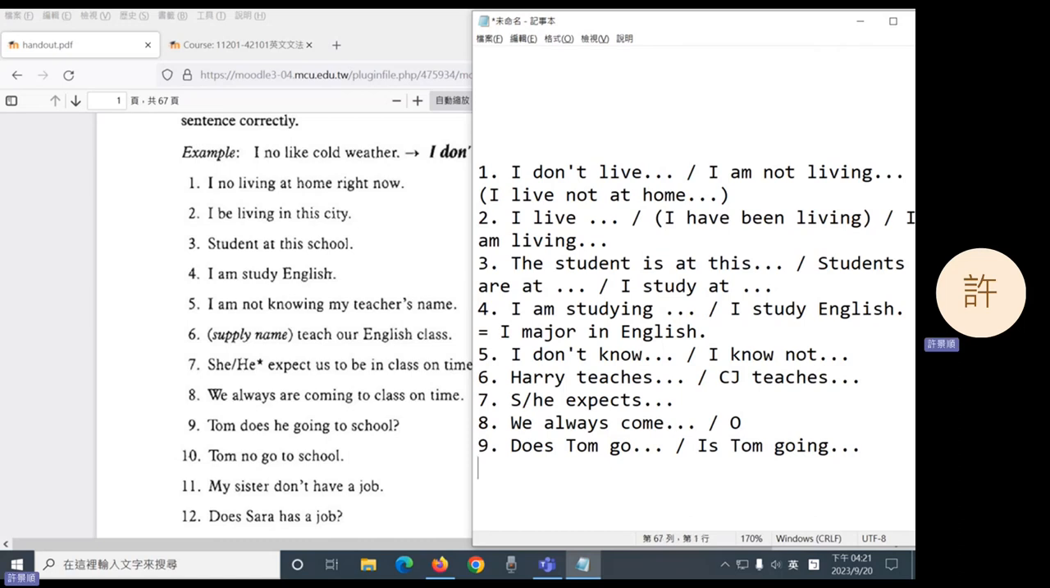Okay, number 10. Tom, no, go to school. What is one possible answer? Doesn't go to school. Remember, Tom is one person. He's a third person. So first person is I, second person is you, third person is anybody else. So Tom is third person, he's one person. This looks like present tense, maybe. So in that case, you would say does or doesn't go.